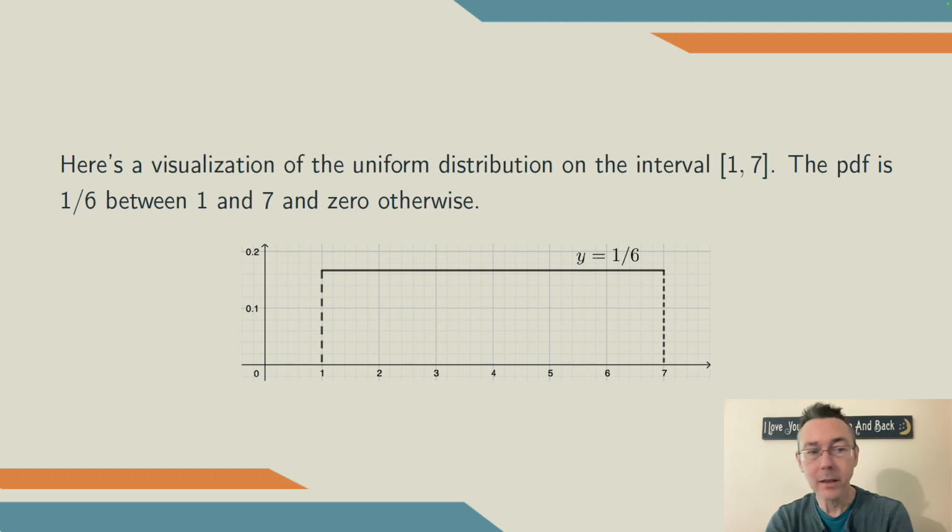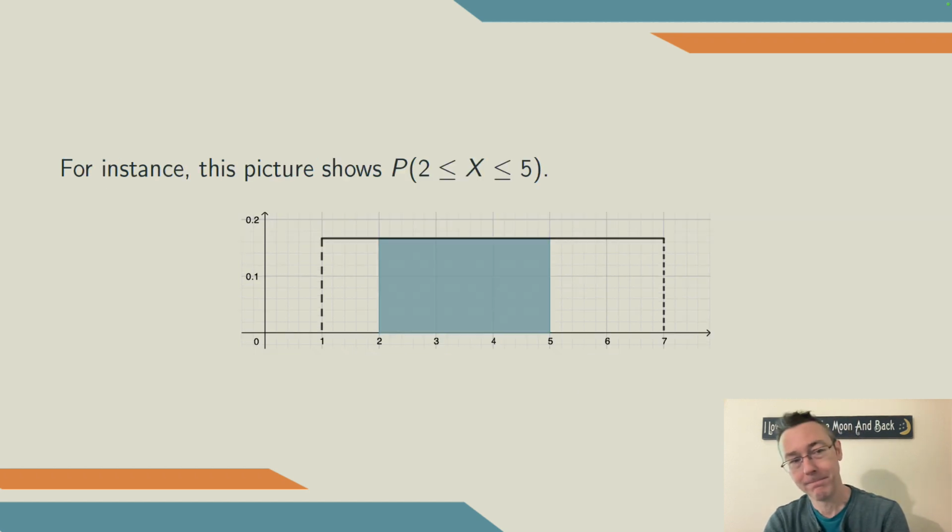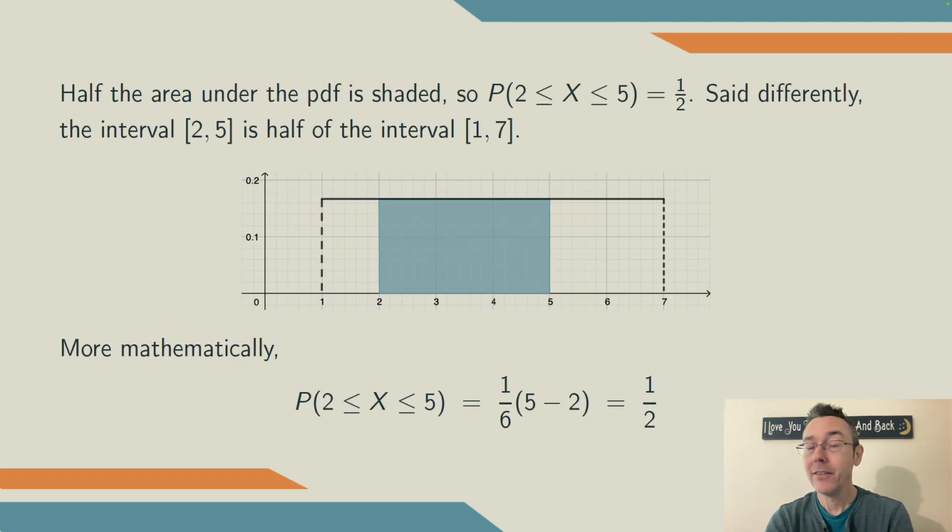The PDF has to be equal to y equals 1/6 because the total area has to be 1. We have a rectangle of width 6, so the height has to be 1/6. For instance, here's a picture of the probability that X is between 2 and 5. That probability is going to correspond to the shaded area. And in this case, half of the area under that graph is being shaded between 2 and 5. So the probability that X is between 2 and 5 is 1/2.